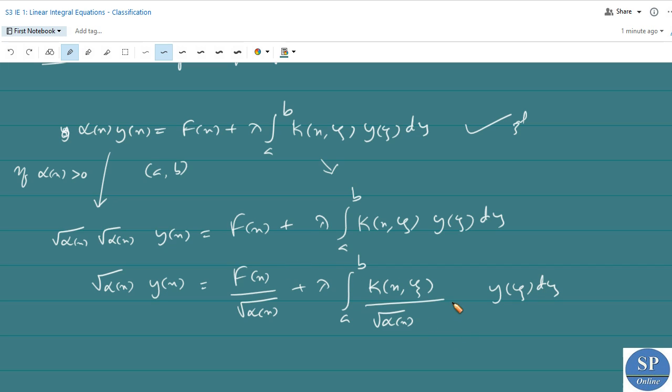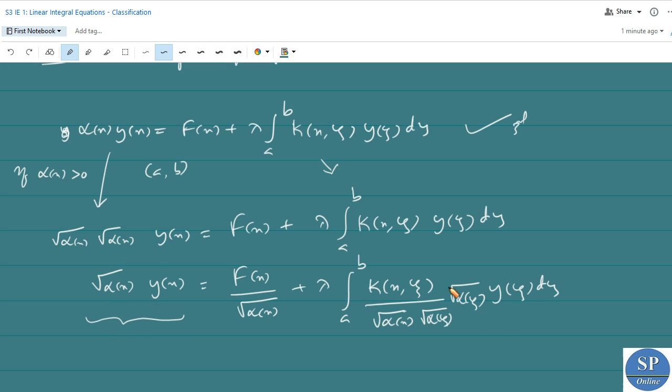Now, if you multiply here with square root of alpha of zeta and divide by square root of alpha of zeta, then it is a Fredholm integral equation of second kind with the unknown function as square root of alpha x into y of x.